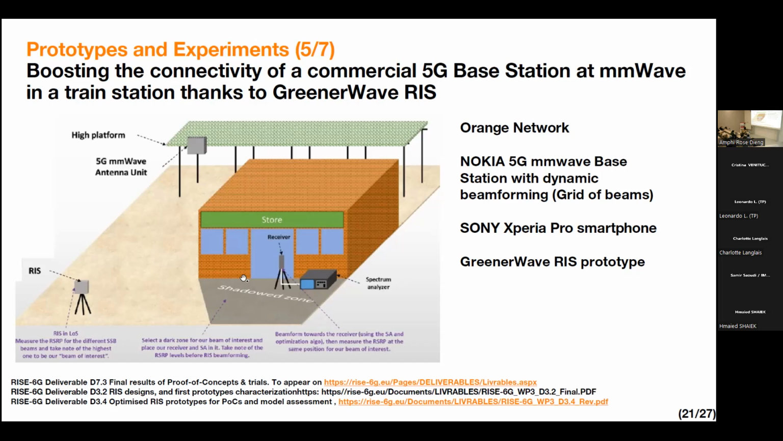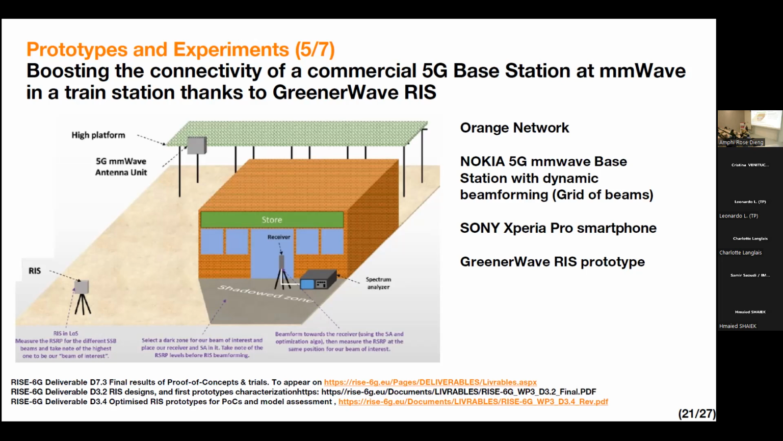And the interesting thing in the experiment is that the base station and the smartphone are not even aware there is a RIS. They are doing their adaptive beamforming with closed loop adaptation, CSI, PMI, 5G standard. They are not aware there is a RIS in the environment. So how do we do it? They use a greener wave geometrical approach.